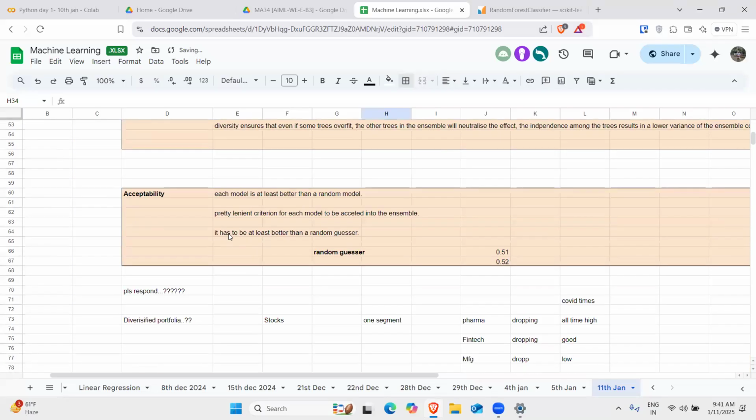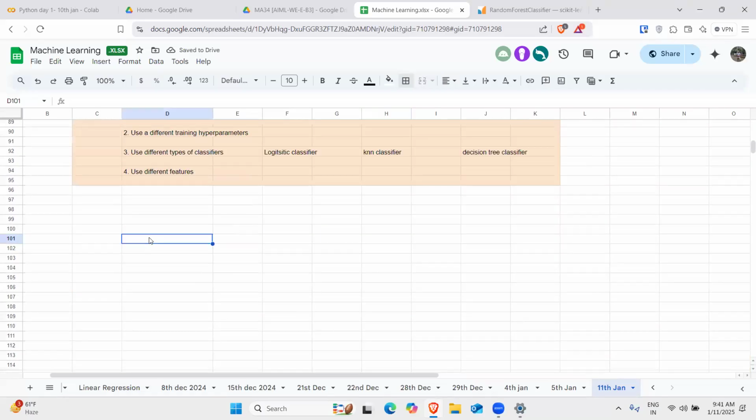Simple, right? So that is what makes an ensemble better than an individual model, right?